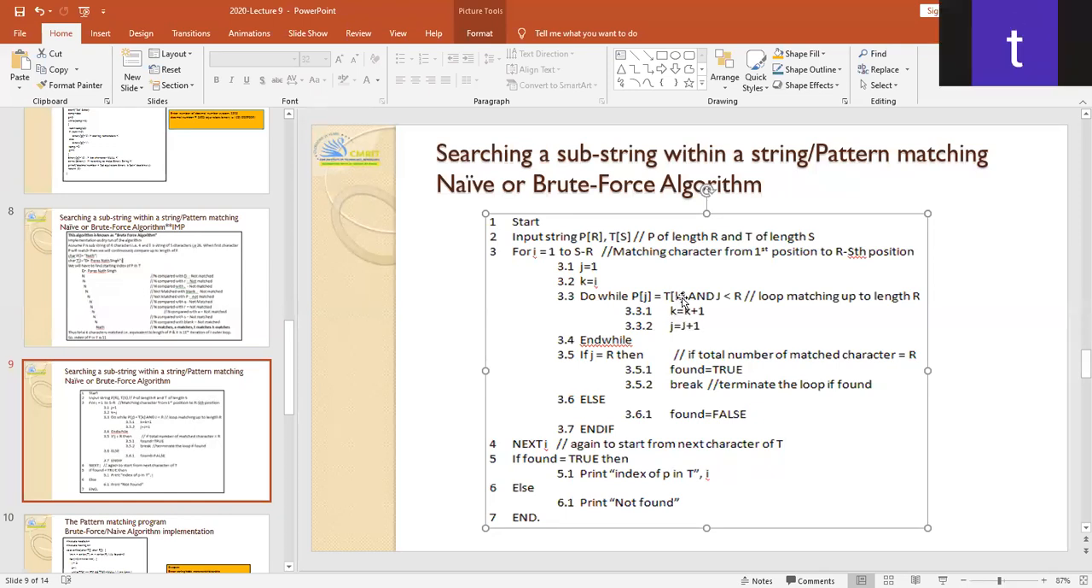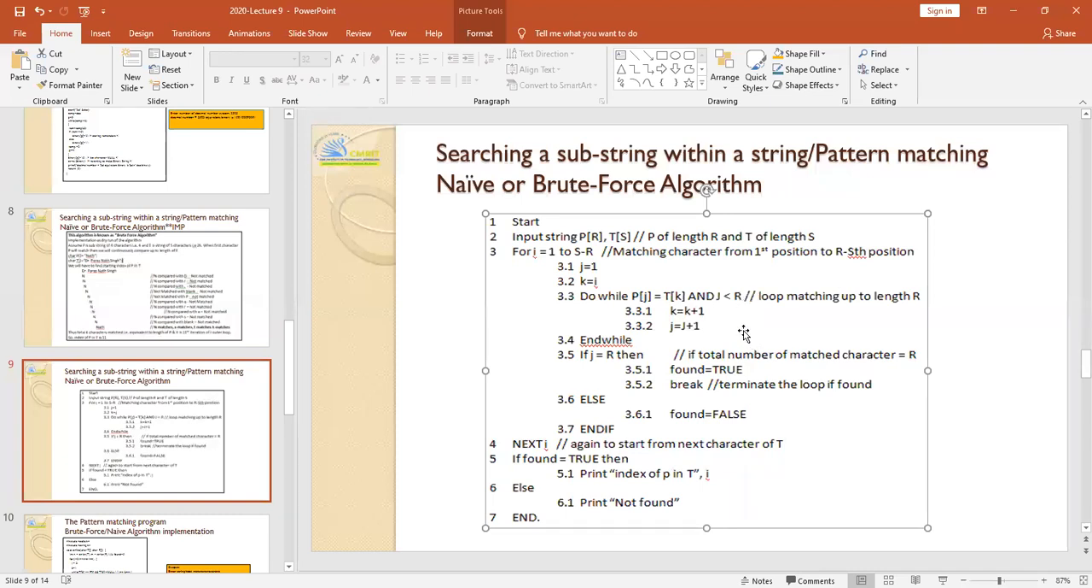You will increment the pointer in both the complete string as well as the pattern string. That's why we have taken K equal to K plus 1 and J equal to J plus 1. When both the strings are matching, you increment in both the input string as well as the pattern string. The pattern pointer is incremented by J, the input string by K. This is when both are matching.